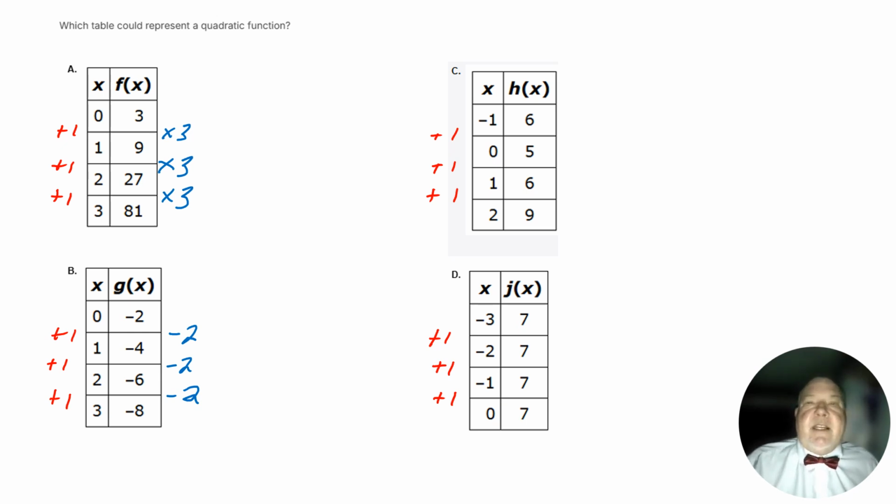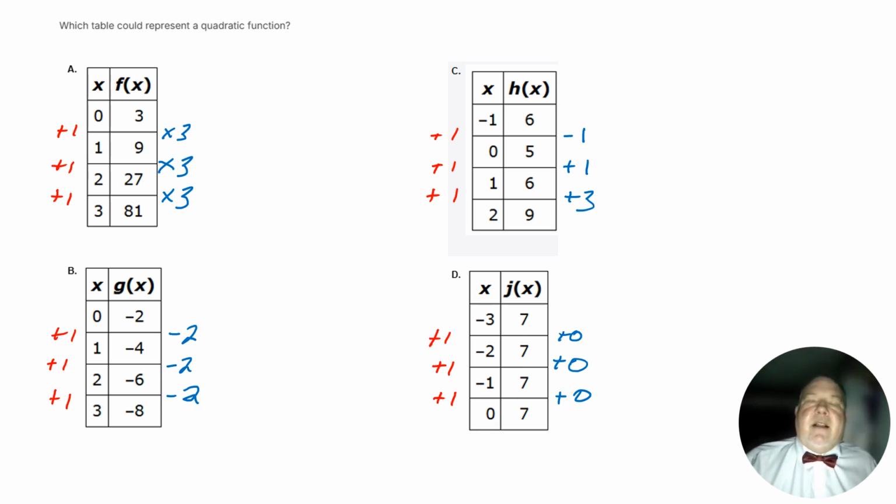And then let's go to C. So C goes down 1, so -1. Then it goes up 1. Then it goes up 3, +3. Okay, we're going to come back to that one. Now, the last one, D, this has no change. It's constant. It's +0 on each of these. That, again, is a linear function. Okay, so if you have a constant rate of change like B and D, those are linear functions. So let's go back to C.